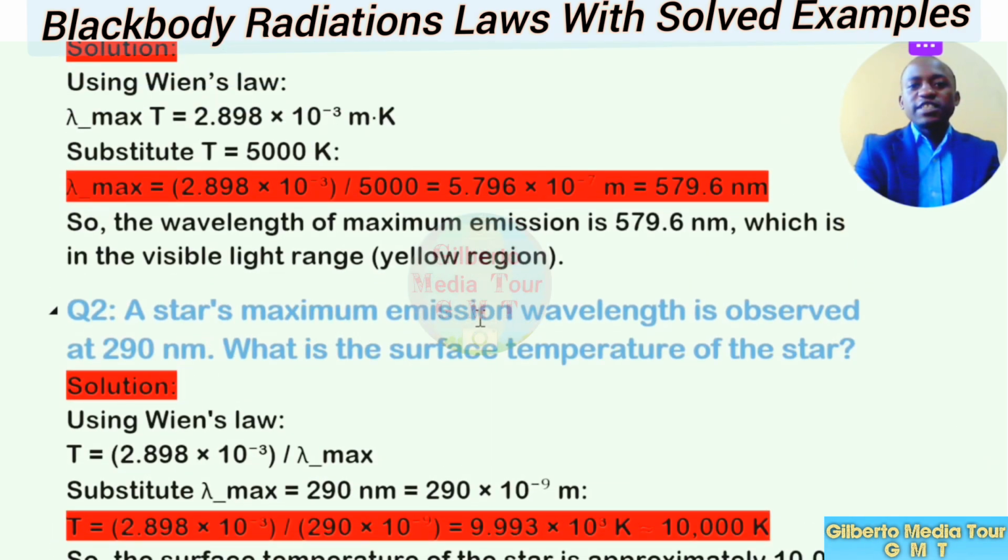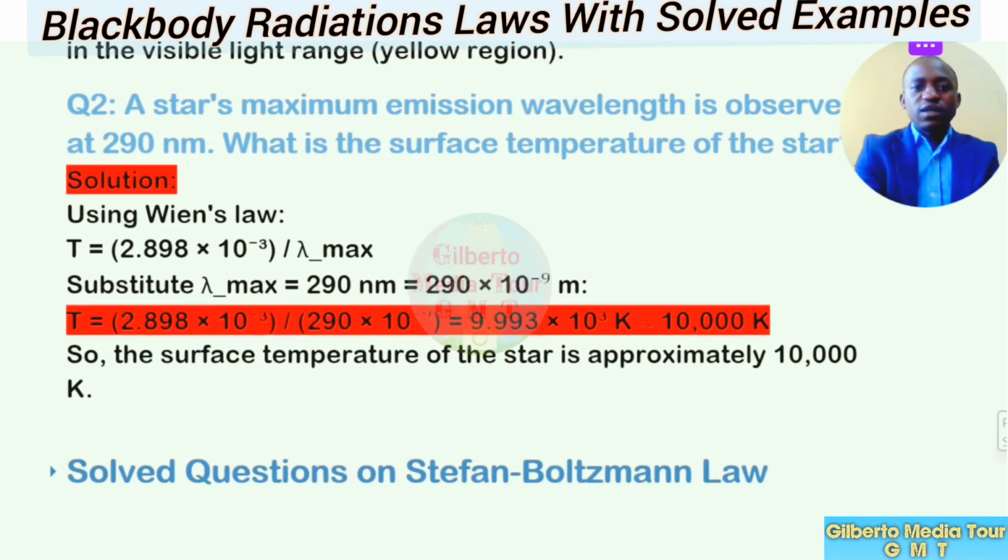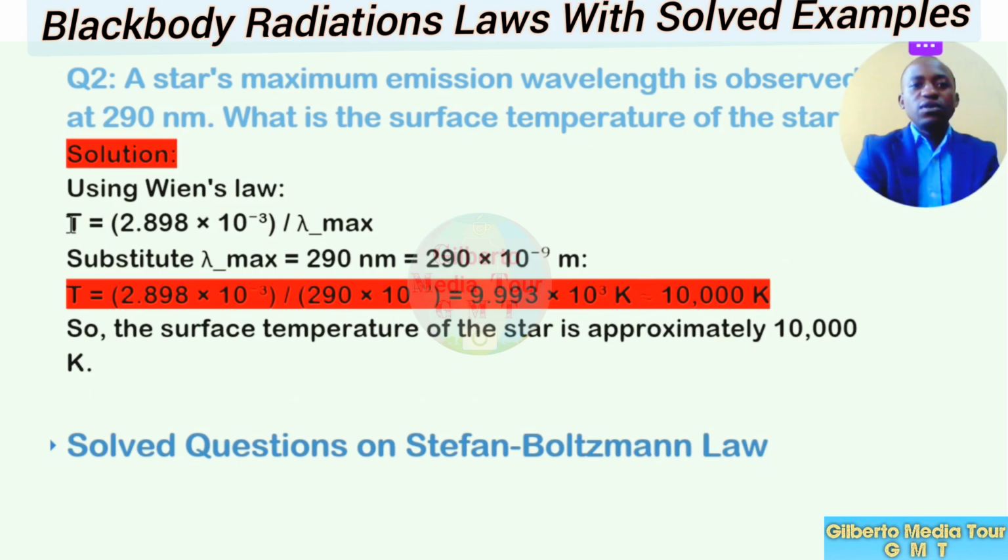So, another example related to Wien's law. A star's maximum emission wavelength is observed at 290 nanometers. What is the surface temperature of the star? Similar to the first one, here we can use Wien's law so that we will find the temperature at the wavelength which is the maximum.